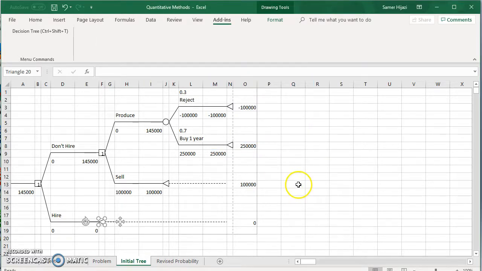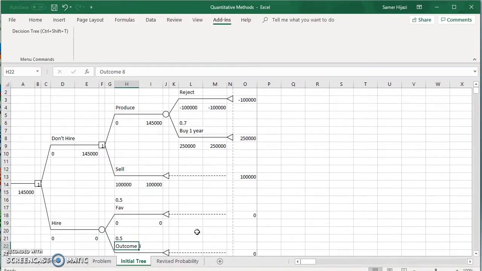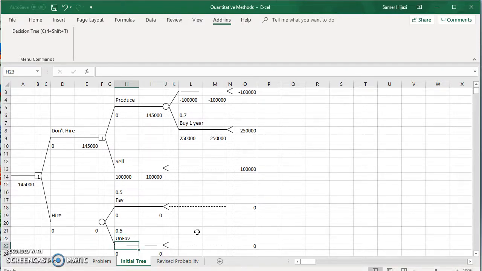They are favorable and unfavorable. So I'm going to put favorable here, unfavorable over here. Now in each case, and this is the case in this problem and so many problems similar to it, the structure is the same. The decision is still the same. They still have to make a decision on producing or selling the video. So we're going to repeat this structure over here.